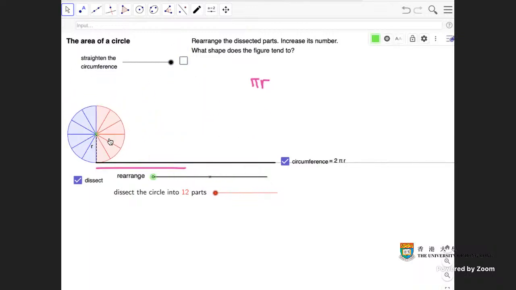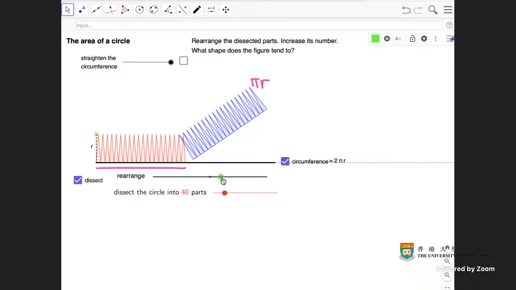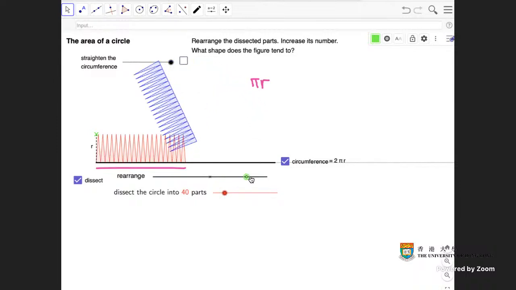We can go back to restart this animation, but this time we can divide the circle into a larger number of parts, for example, 40 equal parts. Each part is still a circular sector, but much thinner. And each carries a smaller arc, right? Which is closer to a straight line as well. So if you rearrange it in a similar way, put half of them, the blue ones, on top of the red ones, and then fit them together, then you will also have a shape very similar to a parallelogram.